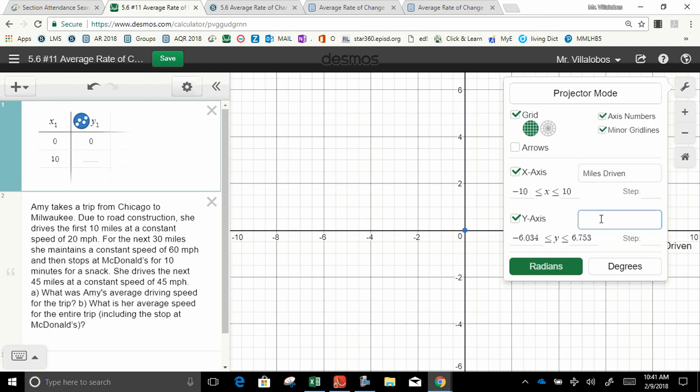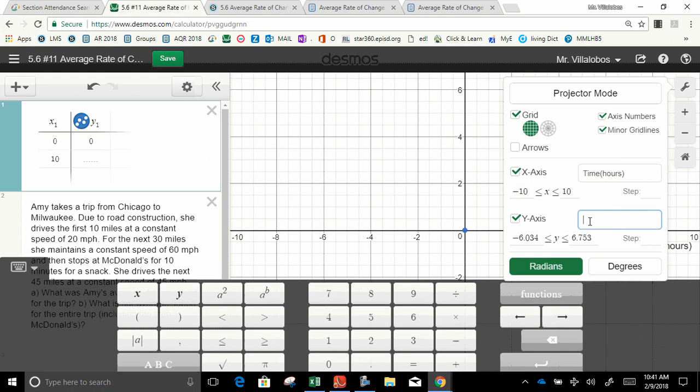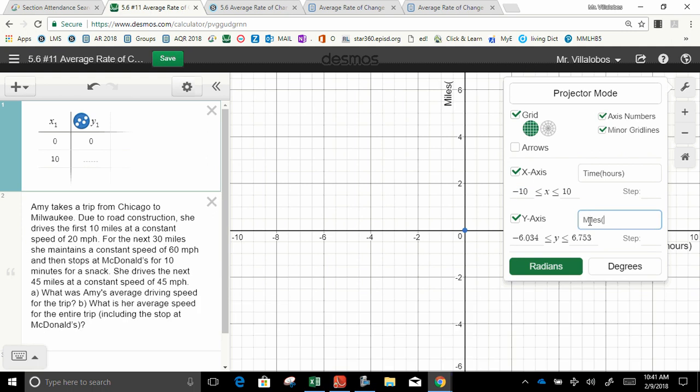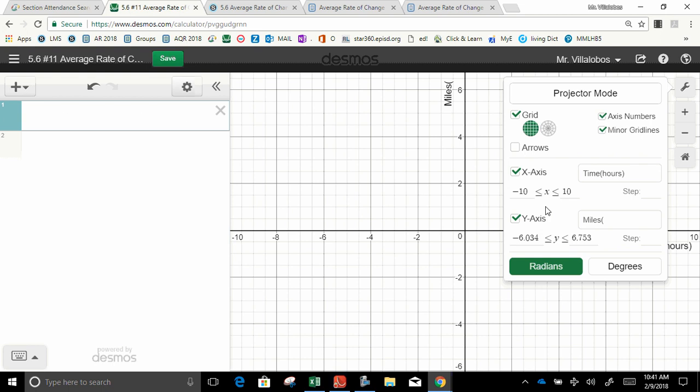And the y is going to be speed. No? Miles per hour? Hours. Time. Actually, it should be the other way around. Time in hours. And the other one's going to be, not speed, but miles. We could do speed, that'd be interesting. Miles, not miles, miles driven. I meant to say distance in miles.